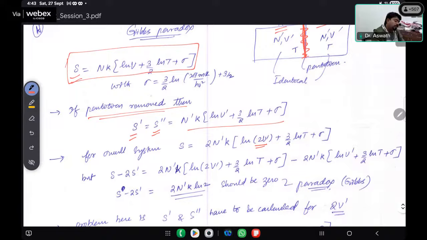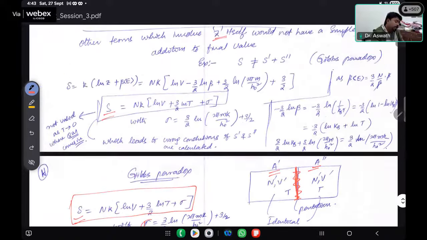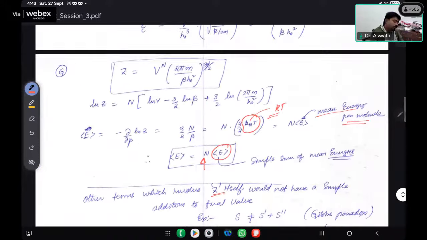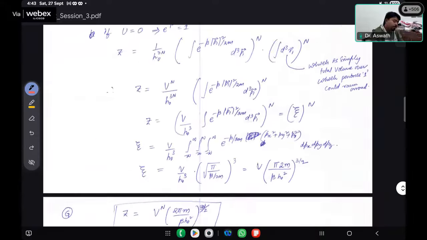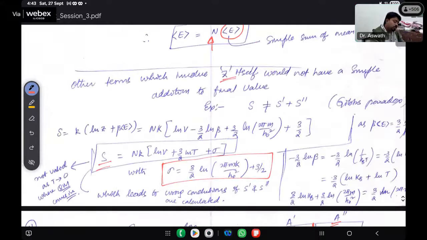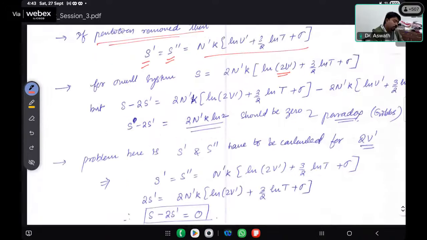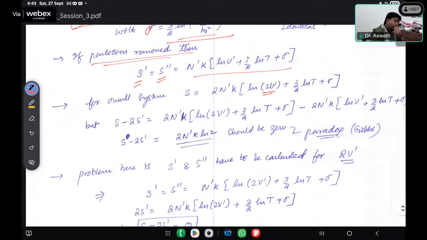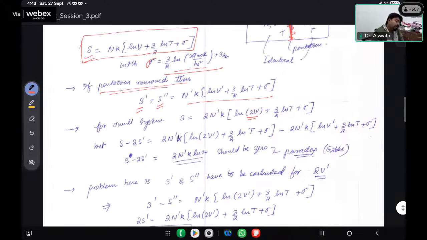Where sigma is there, sigma is some quantity which is derived earlier. Okay, sigma is derived. You can follow that. So I'm not going to derive that. It's a very, very lengthy derivation, by the way. So once I remove the partition, this is the entropy.